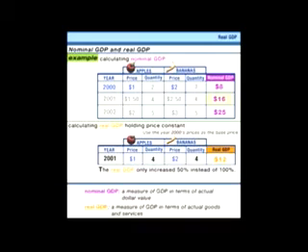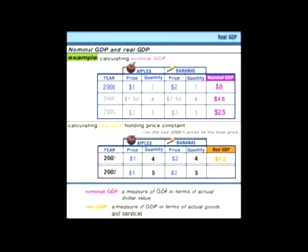Once again, $1 times 5 actual apples in 2002 is $5. $2, the base year price, times 5 bananas is $10 worth of bananas in 2002 at the base year price. $10 plus $5 together gives us $15. That's the real gross domestic product using the base year prices.